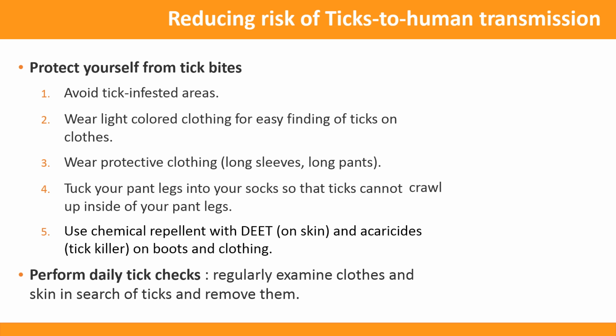You need to reduce the ticks in the environment. If you want to control CCHF, you need to control ticks in the environment. You need to reduce them with different insecticides in farms or in livestock production facilities by treating the animals, so that if you treat the animals with tick killers, then the population of ticks on the animals decreases.